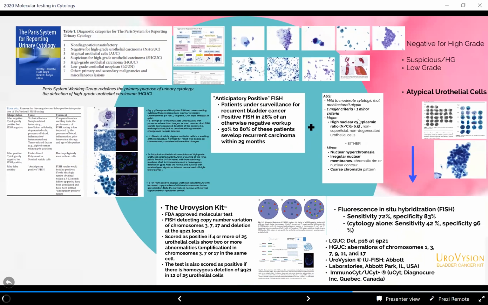AUS, mild to moderate cytologic, not architectural atypia. And you can review the different major and minor criteria. There's also a lecture on the cytology of urothelium. You can always go back into that. So where do we use molecular for? Molecular is used for something called an anticipatory positive FISH.